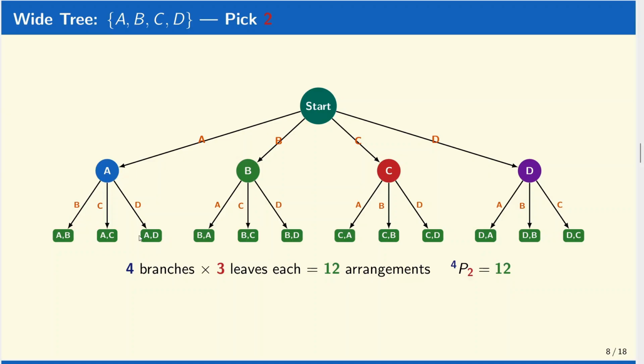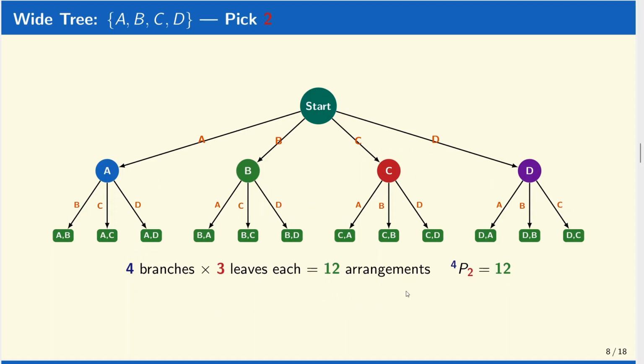This exact same pattern happens no matter which letter we choose first. Every single one of our 4 initial branches splits into 3 smaller branches. At the bottom of the screen, we can calculate the total simply by multiplying. We have 4 branches times 3 leaves each, which equals 12 total arrangements.